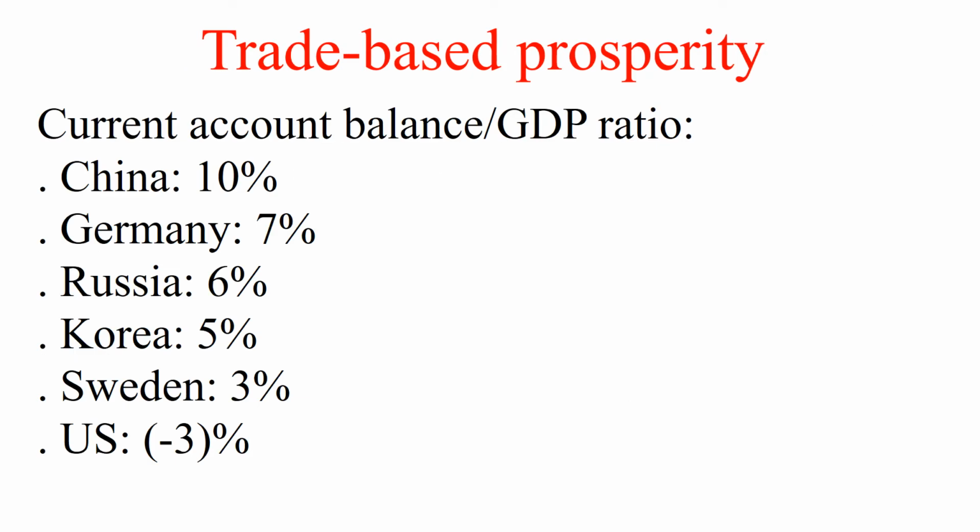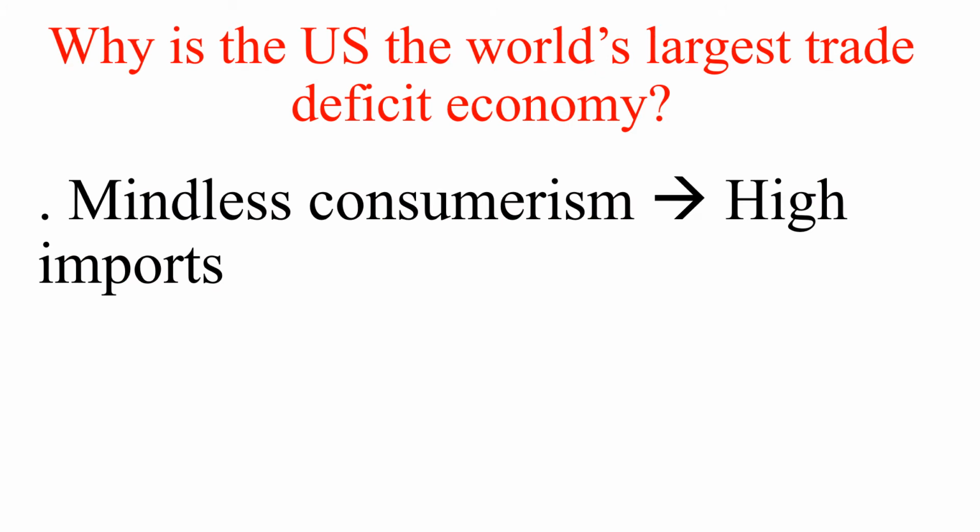When we look at this important ratio, the current account balance to GDP ratio, we see that some of our main competitors are in pretty good shape when it comes to this. China has a 10% current account balance to GDP ratio, Germany 7%, Russia 6%, Korea 5%, Sweden 3%, and unfortunately the U.S.'s current account balance shows a deficit of 3%. So this makes the U.S. the world's largest trade deficit economy.